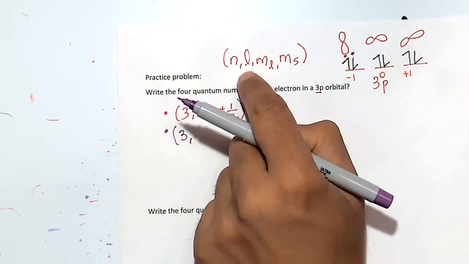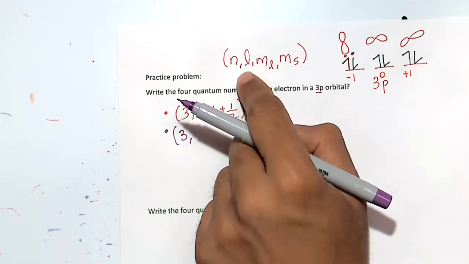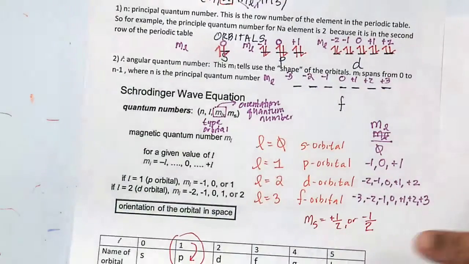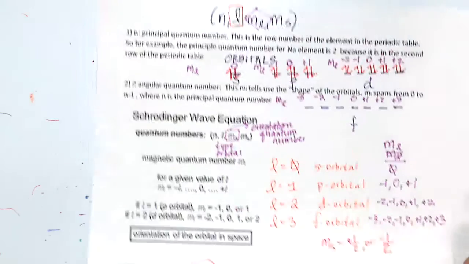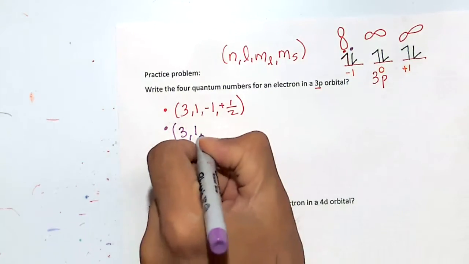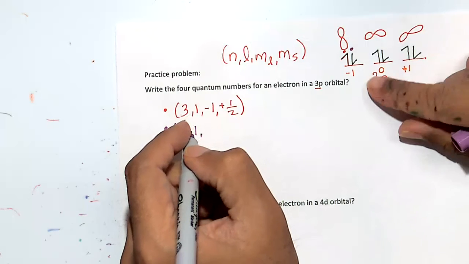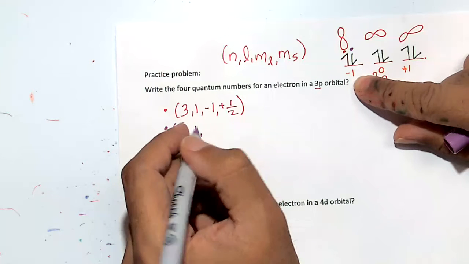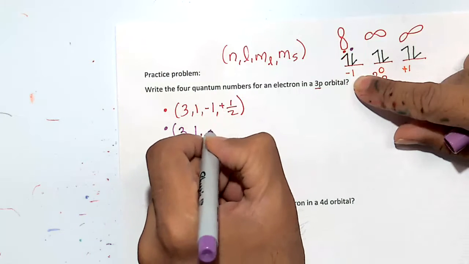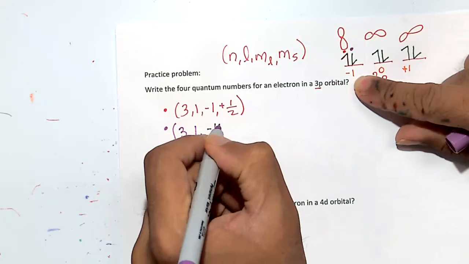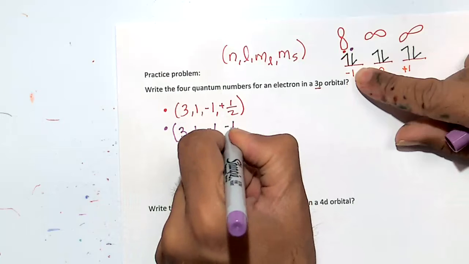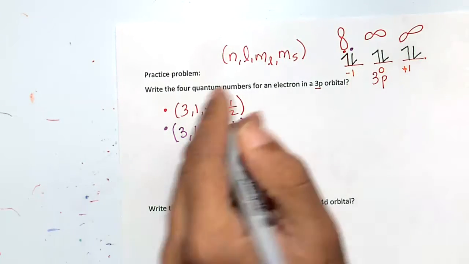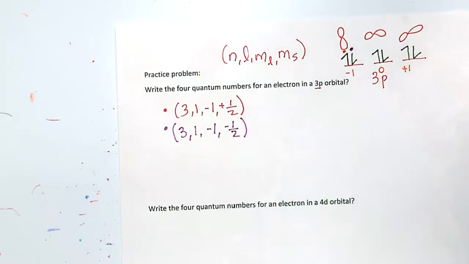What is L for a p orbital? 1. Very good. Where's this electron located? What m sub l is it? -1. And then spin up or spin down? Spin down, it's going to be -1/2. So that's the address for this purple electron.